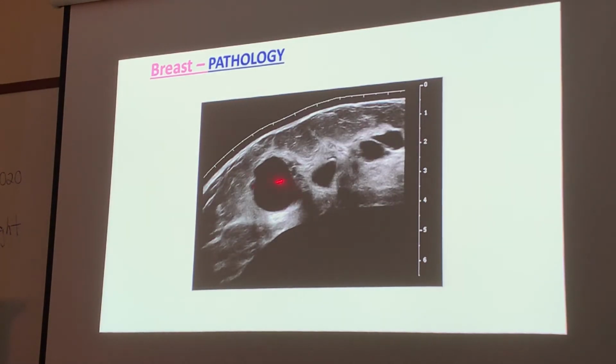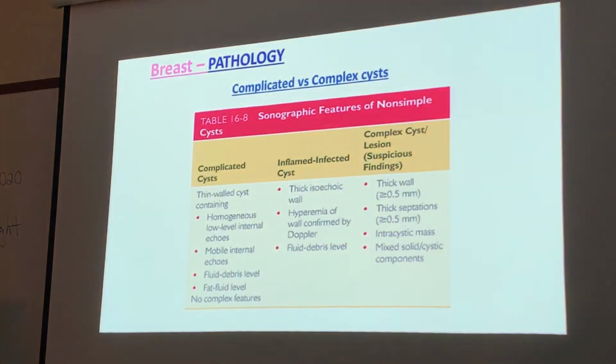And here goes that little chain of cysts, of varying sizes, on this breast. So now that we talked about fibrocystic change and simple cysts, let's talk about complex cysts versus complicated cysts. Okay?